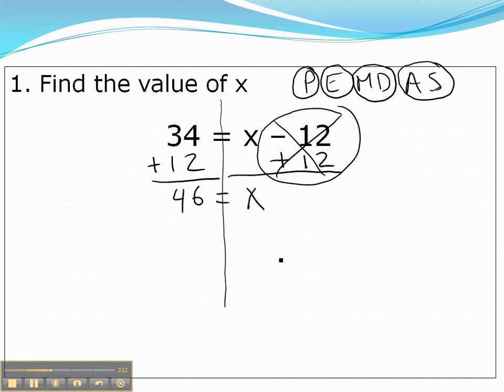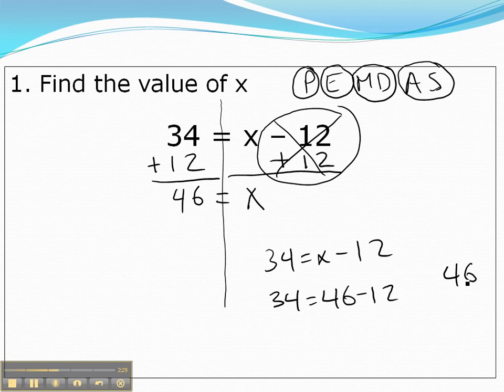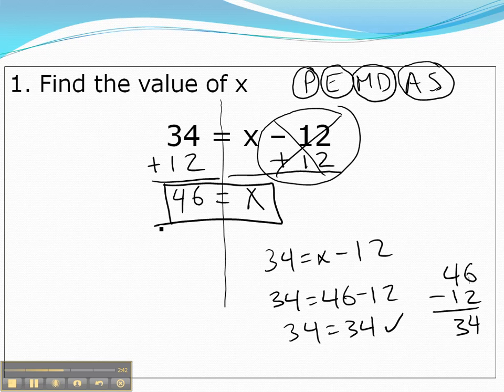We want to rewrite our original equation, 34 equals x minus 12, and I want to substitute my value of x into that original equation. 34 equals 46 minus 12. If this is true, then we have the correct value for x. So 46 minus 12. 6 minus 2 is 4. 4 minus 1 is 3. So 34 equals 34. So our value of x checks out, and we can circle our answer or put a box around our answer.